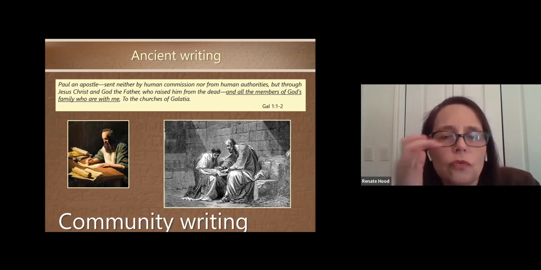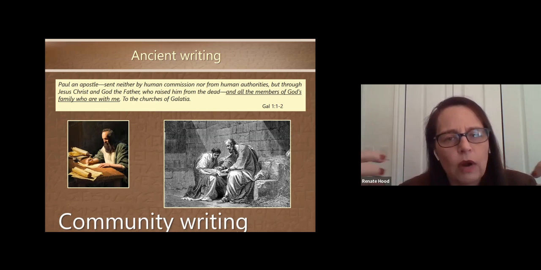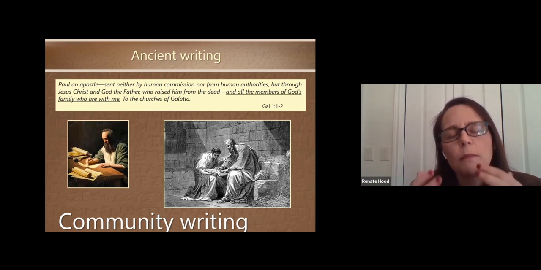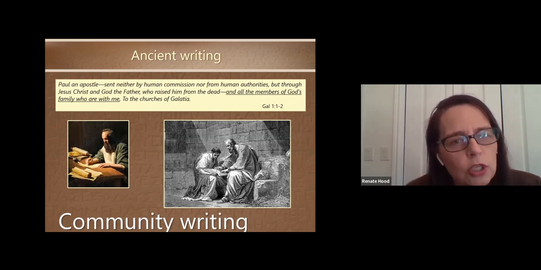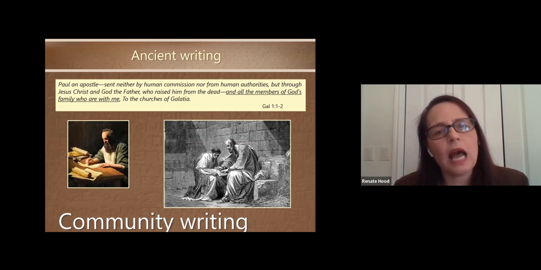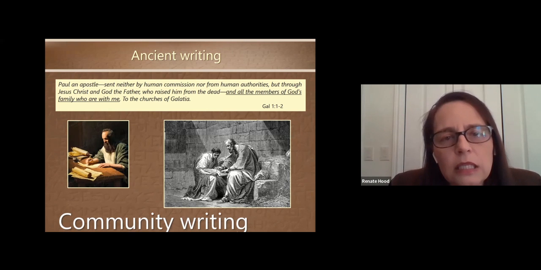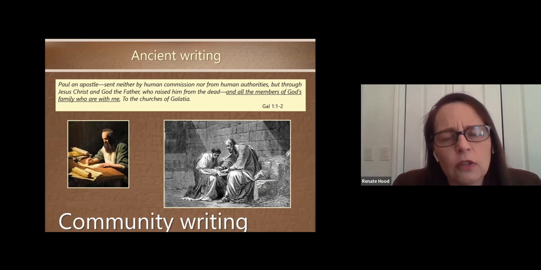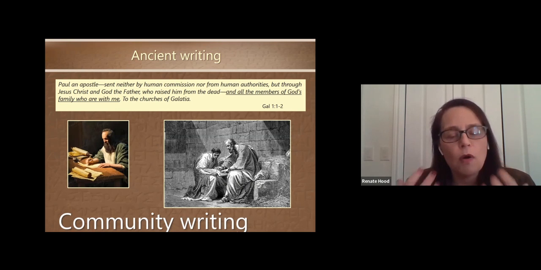And I think there's a reason why he mentions all the members of God's family who are with him. One is rhetorically, right, to give it some punch, some authority. But it's also because we're thinking more about community writing. Now, we are not used to community writing. Even when I assign a group paper in classes, people are like, oh, please, no group paper. I'd much rather write it alone, because we are focused on individualism, right?